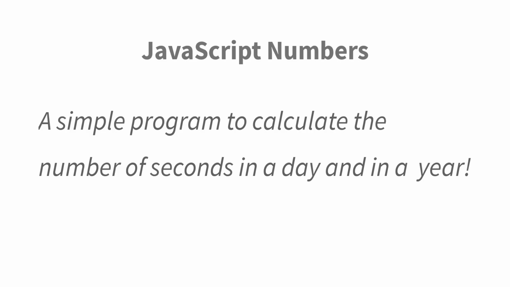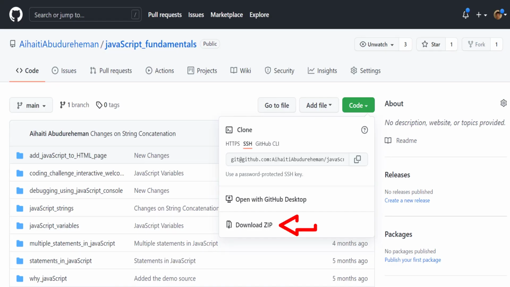Alright, let's do some calculation with JavaScript. In this lecture, we are going to build a simple program to calculate the number of seconds in a day and in a year. To code along with me, first download the course folder from the link in the description below, unzip it, and open it with your favorite code editor.